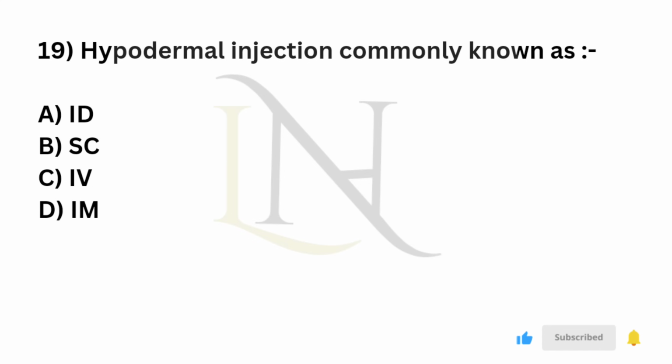Next MCQ. Hypodermal injection commonly known as: option A, intradermal; option B, subcutaneous; option C, intravascular; option D, intramuscular. Answer is option B, subcutaneous is the correct answer.